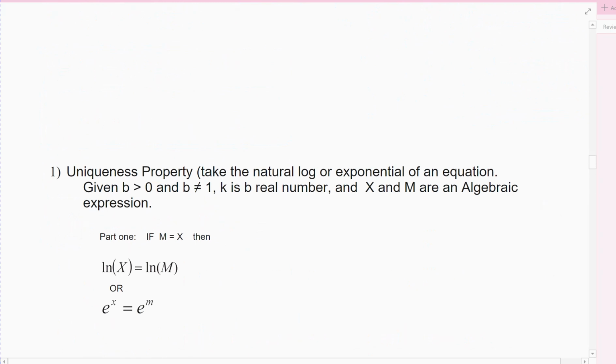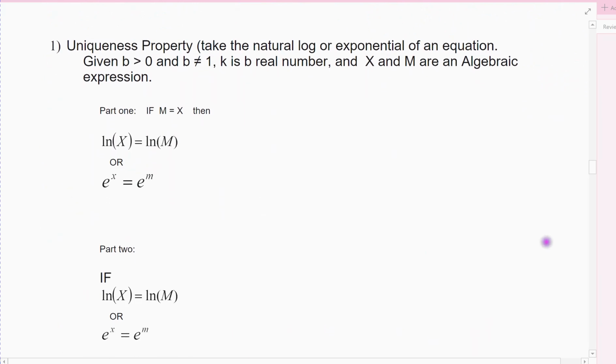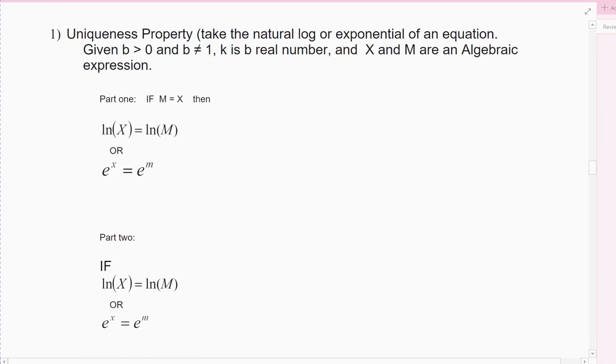All right. The uniqueness property. I can take the natural log or the exponential of both sides. So suppose I've got something like e to the 2x equals 10. Well, I want to solve for the 2x. So I could take the natural log of e to the 2x and the natural log of 10, and then that allows me to solve it a little easier.